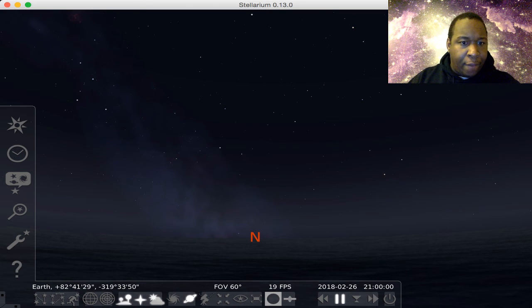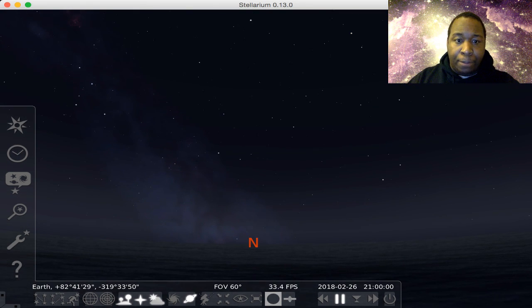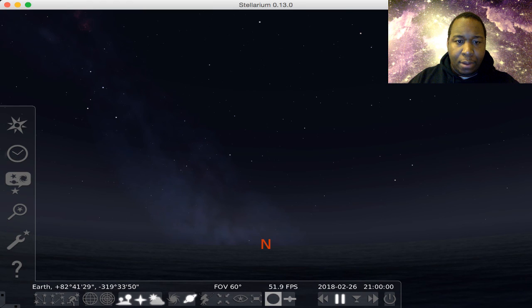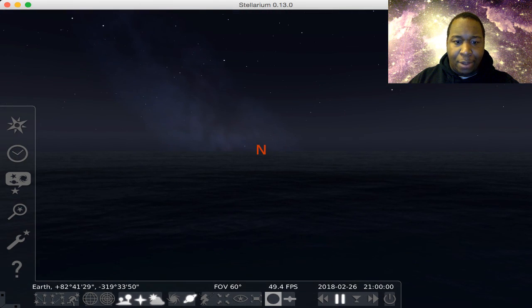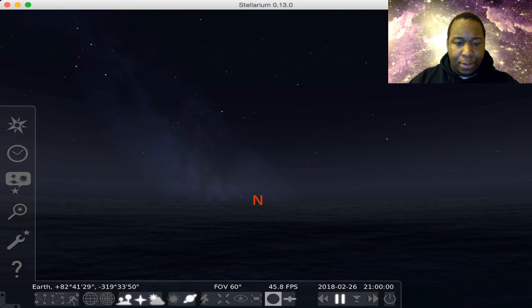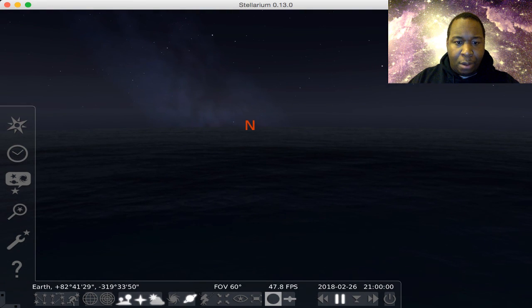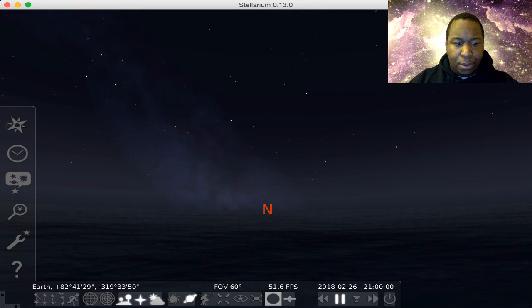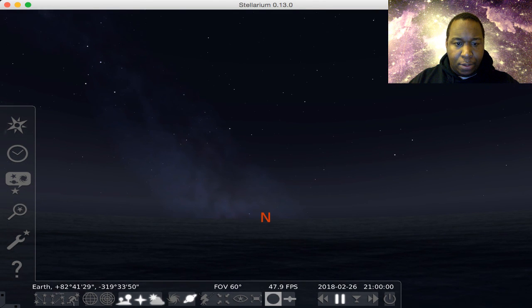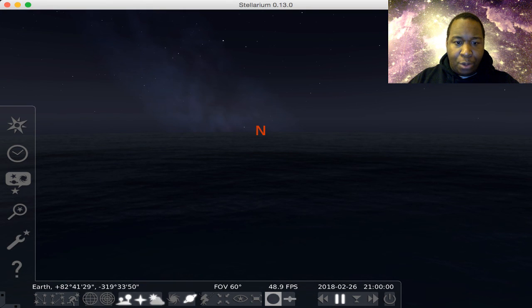I currently already have it pointing north. Okay. That was not expected. Sorry about that. Oh, it wants to follow my cursor. Oh, stop doing this.